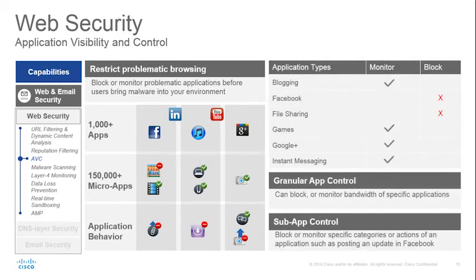AVC gives the administrator granular control over these applications and allows customers to block or monitor applications or the sub-applications that may pose an increased risk. These micro applications are bucketed into easy-to-use categories, so administrators can easily allow or deny access to the relevant parts of the application. Cisco Web Security also delivers real-time malware scanning to increase peace of mind accessing the web.